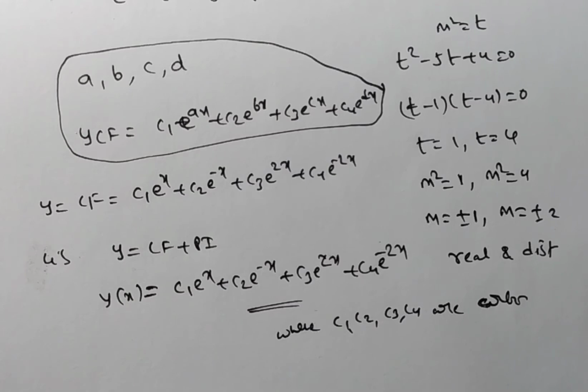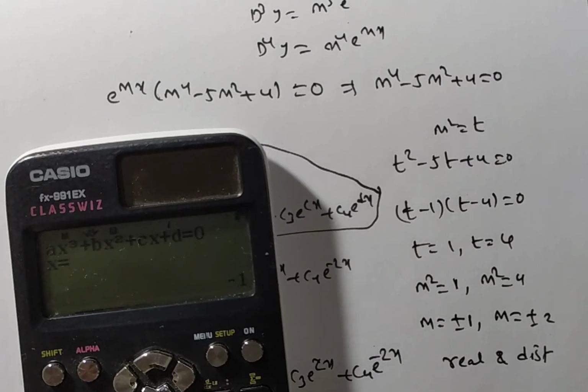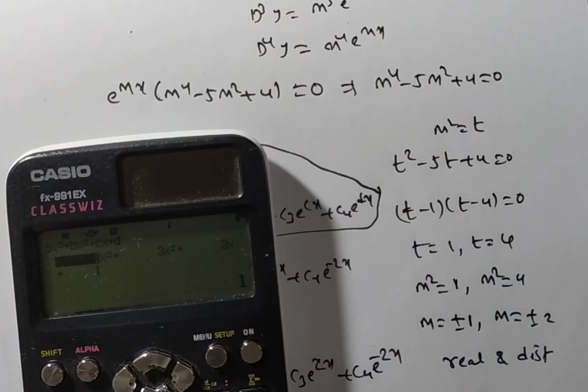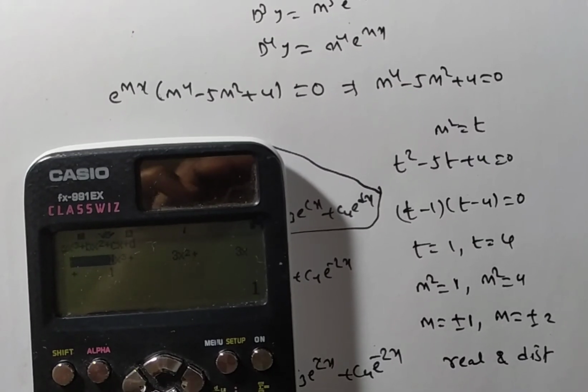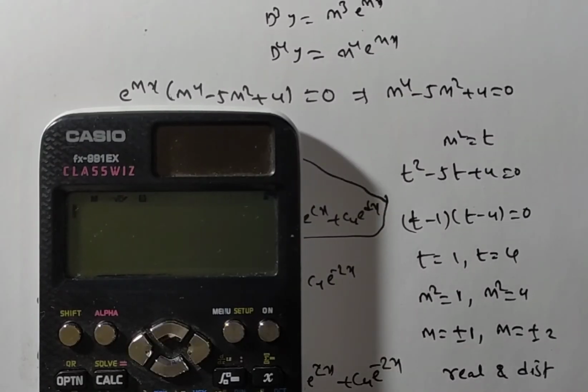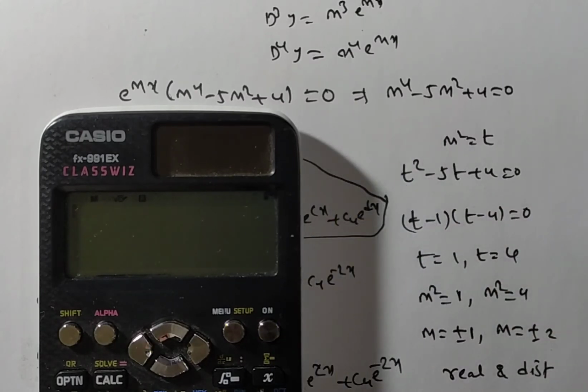Friends, you can solve this problem by using a calculator. Now I will explain. You see, what is the equation you have? m⁴ − 5m² + 4. To find the roots here, observe the given polynomial equation of degree 4. In this calculator, fourth degree roots you can find out. So I am going to explain right now.